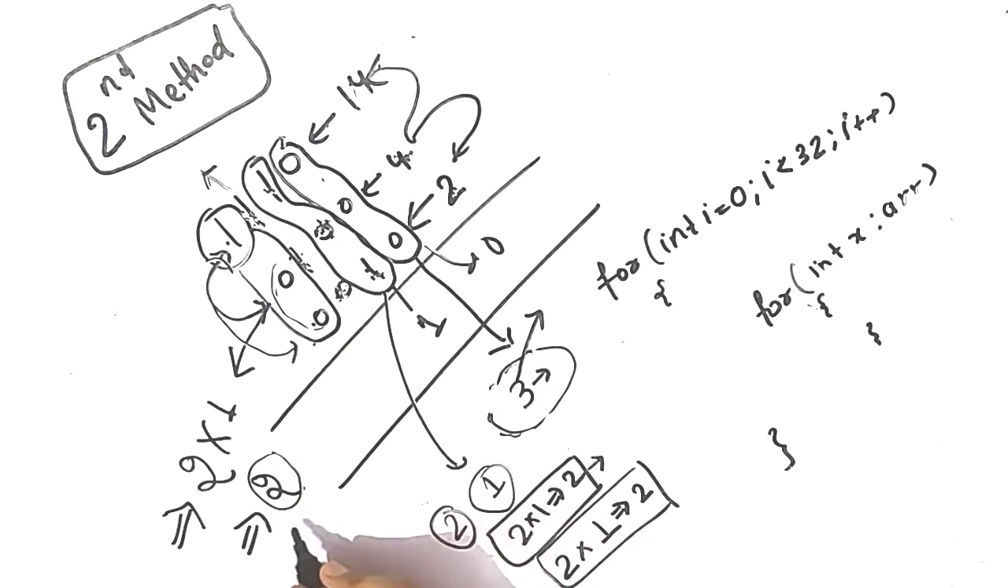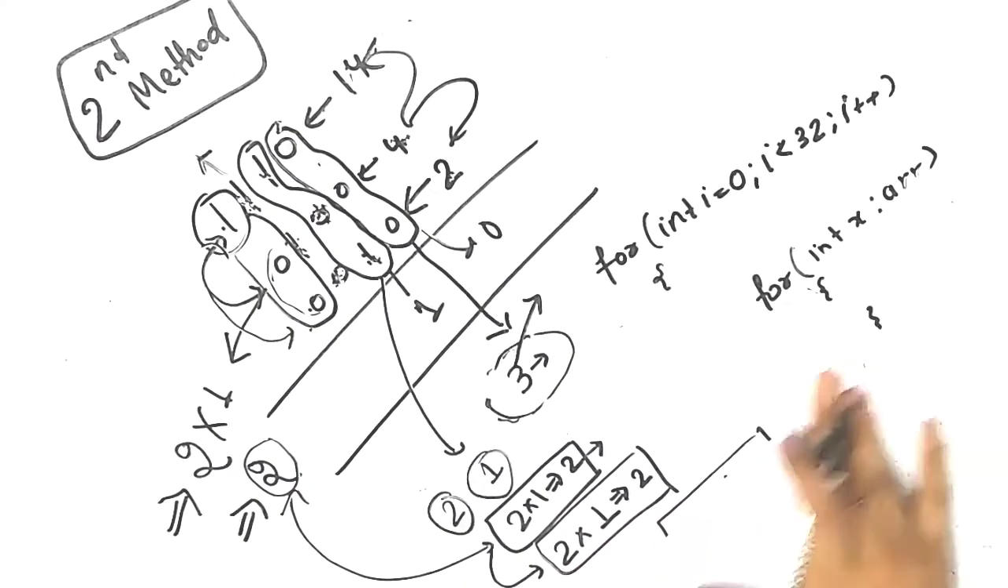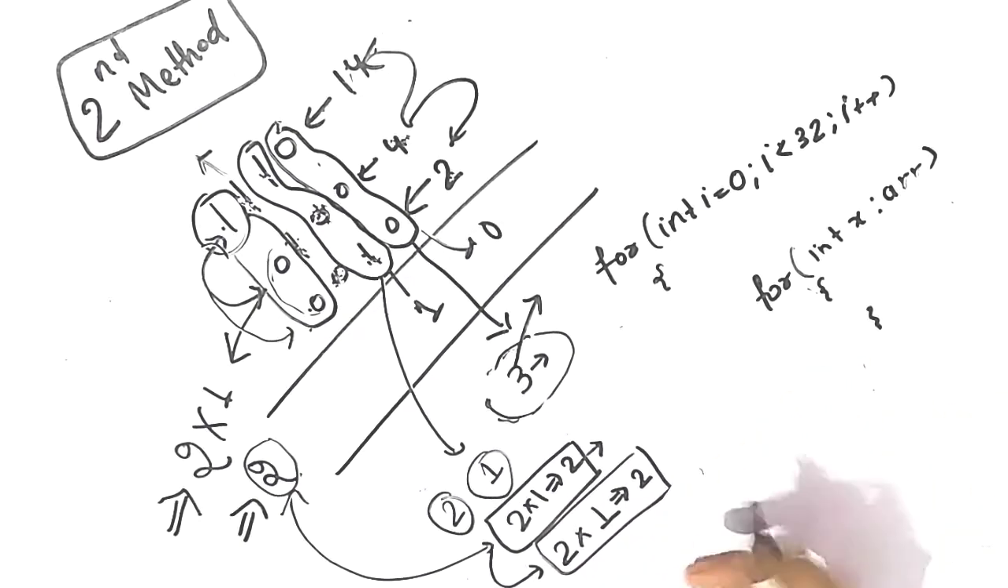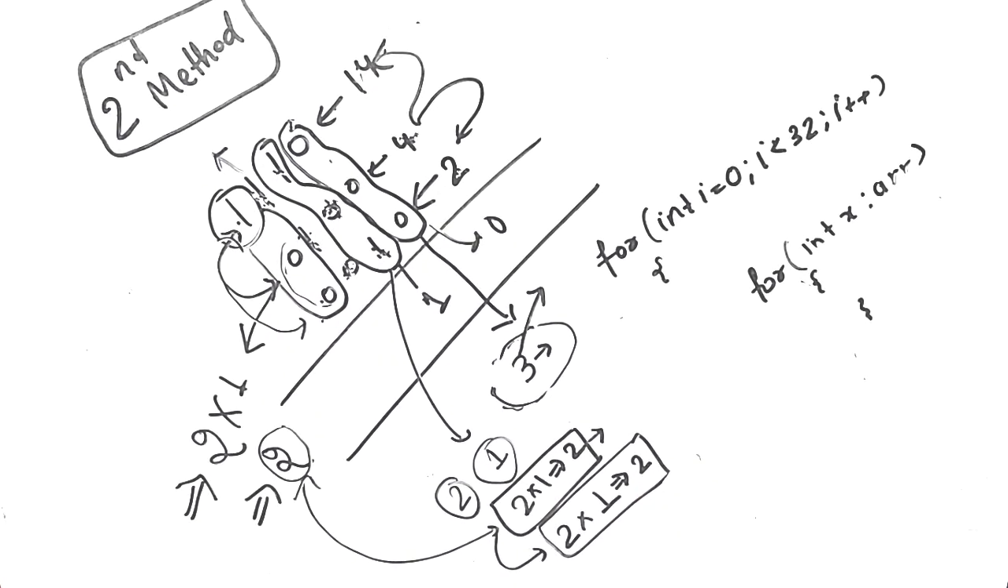Now the total answer will be the addition of all the counts, and this method will take maximum n log n time for calculating this. So how can we implement this? Let's see the implementation of this code.